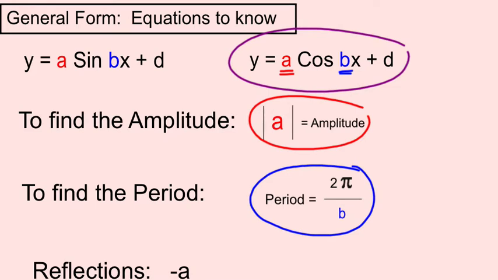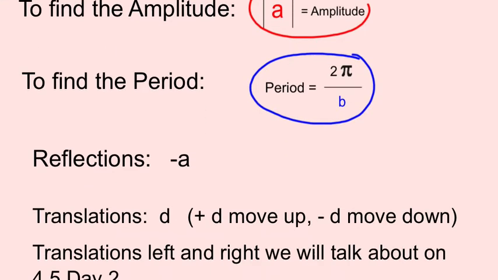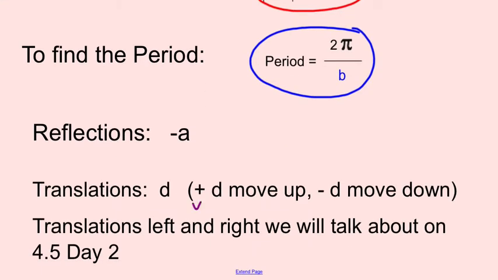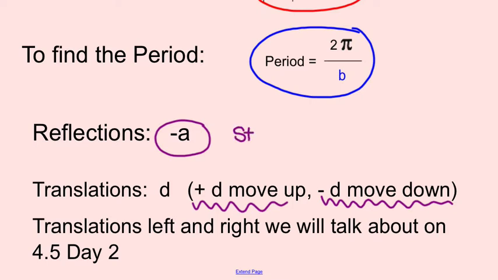The plus d is you're moving up or down. So if you have a positive d, you move up. If you have a negative d, you move down. If there is a negative a, we're going to reflect it. So instead of at the top of the amplitude, you would start at the bottom of the amplitude.